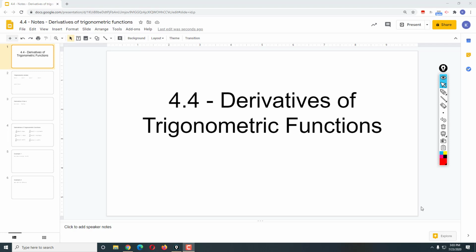Welcome to Unit 4, Lesson 4, Derivatives of Trigonometric Functions. In the last lesson, we learned about the derivatives of sine and cosine. In this lesson, we'll learn about the other ones: tangent, cotangent, secant, cosecant. Let's start with tangent.